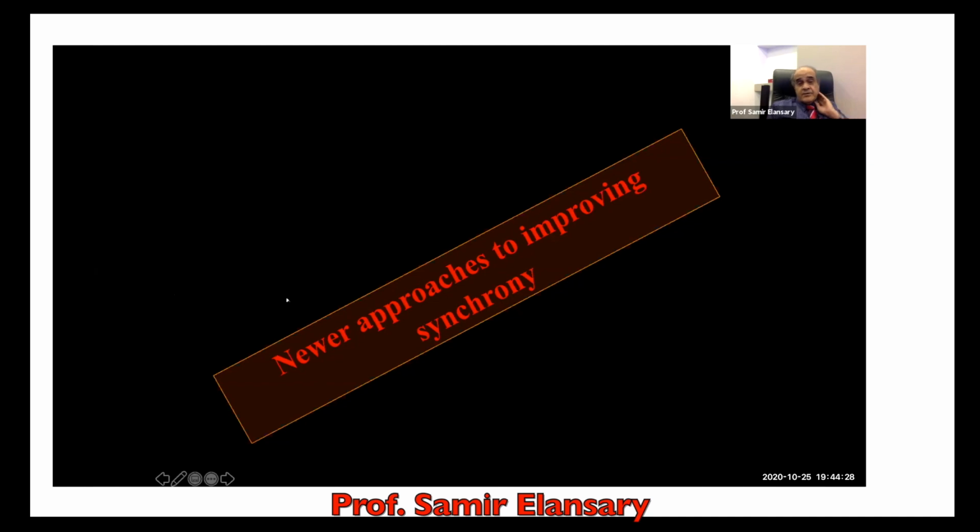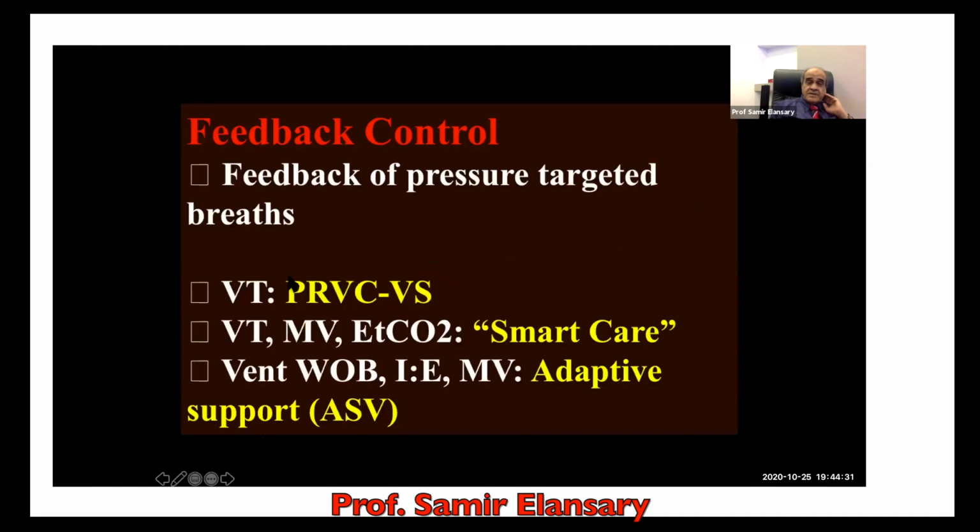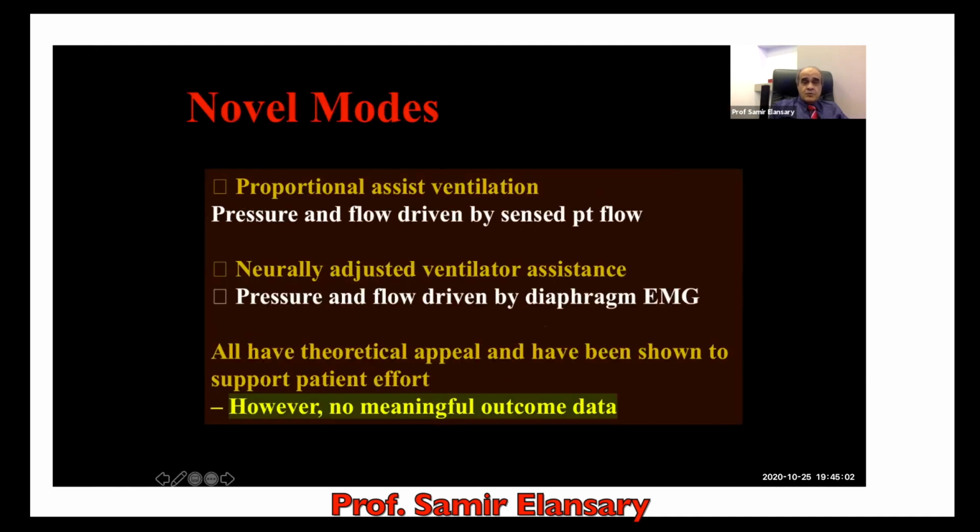There are, of course, new approaches to improving synchrony and ventilator efficacy as feedback of pressure target breath, like BRVC and volume support, which depend on tidal volume either from breath to breath or every breath, and also the smart care ventilation, which depend on feedback of end tidal CO2, minute volume, and tidal volume, and the adaptive support, which depend on feedback, minute volume, inspiratory expiratory ratio, and ventilatory work, and the novel modes, which you hear about it, proportional assisted ventilation, which in a sense depend on sensing the patient flow and increased according to patient desire.